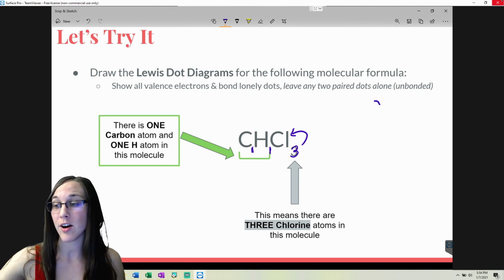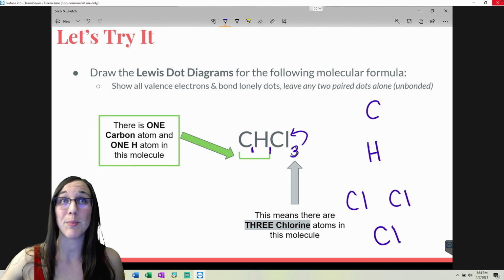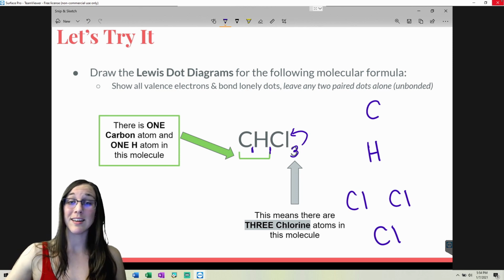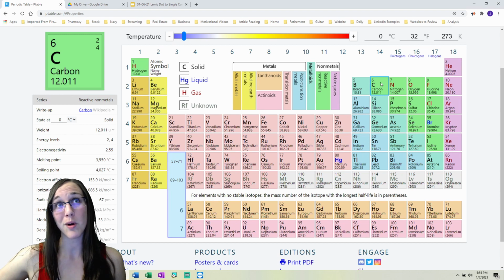So that means that there are 3 chlorine atoms present in this molecule. In other words, we have a carbon, we have a hydrogen, and we have a Cl, Cl, Cl. We have 3 separate chlorine atoms. We need to draw the Lewis dot diagrams for each one of these. Looking at the periodic table, we see that carbon is 6. Its number is 6. It is also in the 4 column for valence if you're looking at the cheat sheet periodic table. Since carbon has a number of 6 electrons, its valence is 4, the number of electrons in the outermost shell. There are 2 on the inside shell, therefore there has to be 4 on the next shell up.